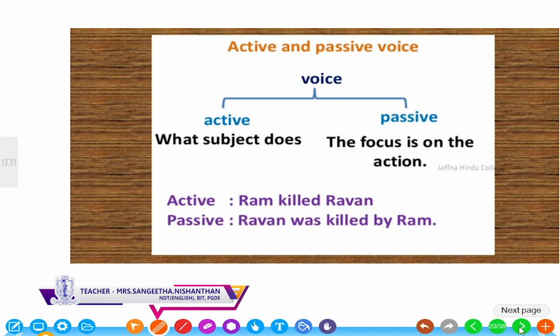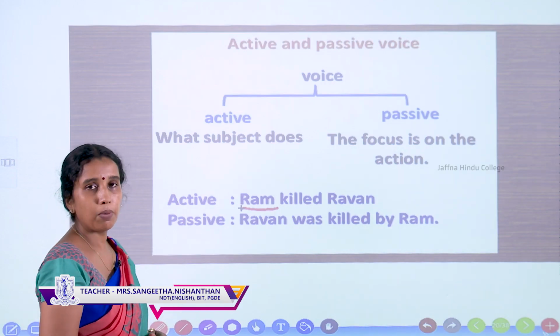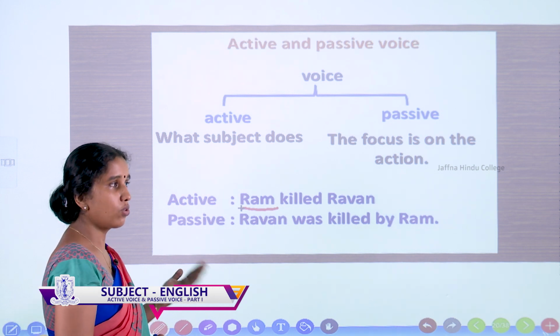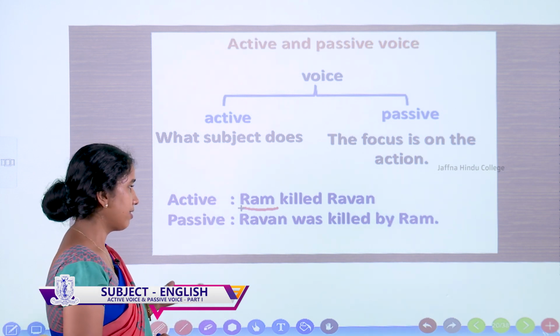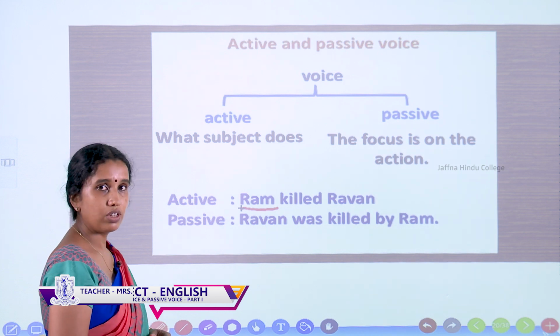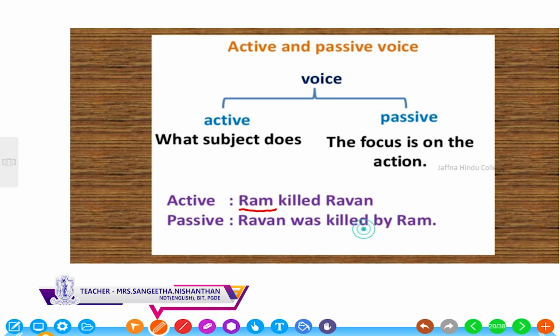The active says what the subject does, and the passive says the focus is on the action. Look at the example sentence, Ram killed Ravan. Here we state who did that. The doer is given importance. Ram killed Ravan. Who? Ram. The second one, Ravan was killed. So, the importance is given to this one. Ravan was killed. The importance is given to the action, not to the doer.